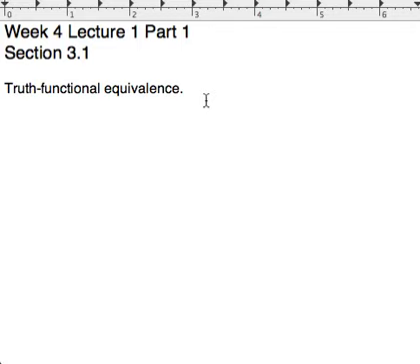Welcome to week 4, lecture 1, part 1. We're going to be discussing section 3.3 here in this lesson, and this is the one on truth functional equivalence.